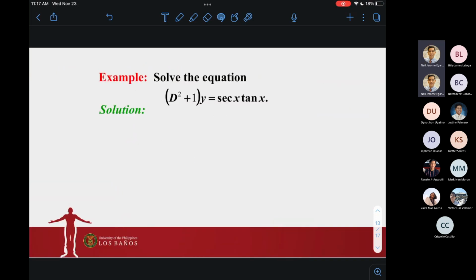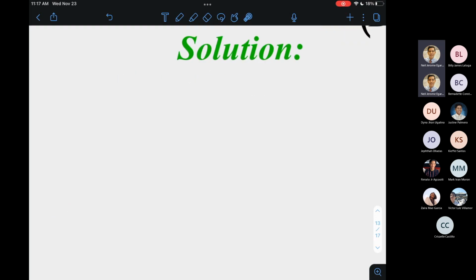Okay. Now, let's try to solve (D squared plus 1) applied to y equals secant x tangent x. Again, hindi mag-work yung method of undetermined coefficients kasi secant x tangent x yung nasa right-hand side. Wala tayong alam na GLDE with constant coefficients na ang solution ay secant x tangent x galing sa kanyang characteristic equation. So kailangan humanap kayo ng ibang method. Now, we'll use the variation of parameters for this one. Pero in any case, we still need to have the homogeneous solution.